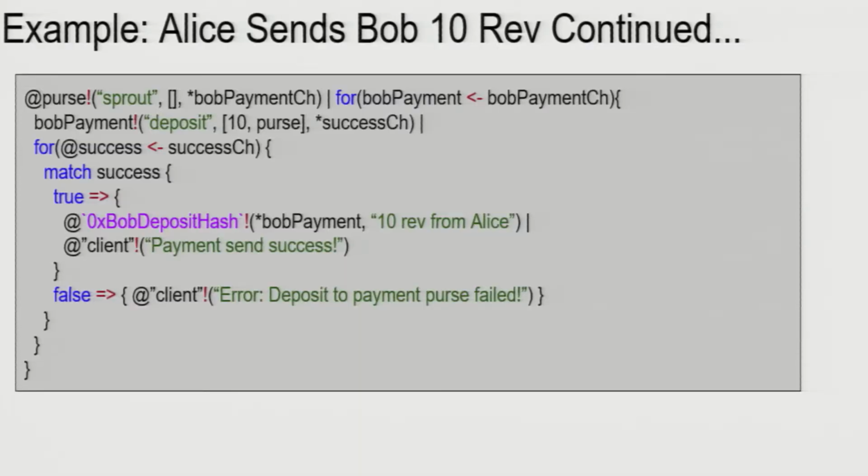It has a success channel, which just returns a Boolean, and we make sure that the transfer to the Bob payment was successful, and then we just send Bob the purse on his own public channel with a little note from Alice saying, here's my 10 rev. Or it could have been the case that maybe Alice only had 9 tokens in her purse, and so the deposit might have failed, in which case we have to report that error back to the user.